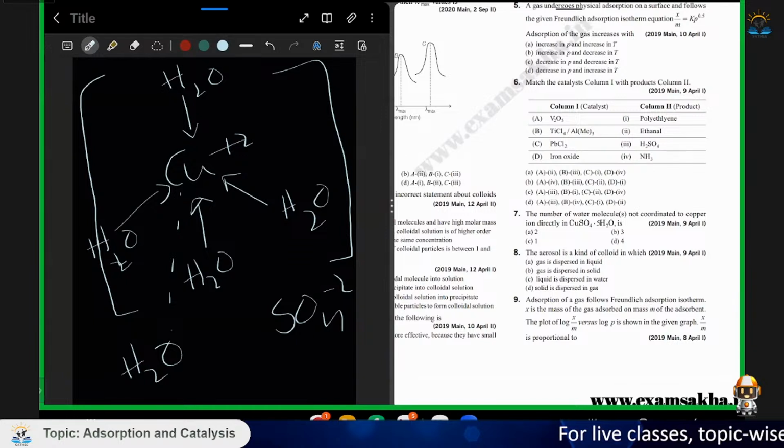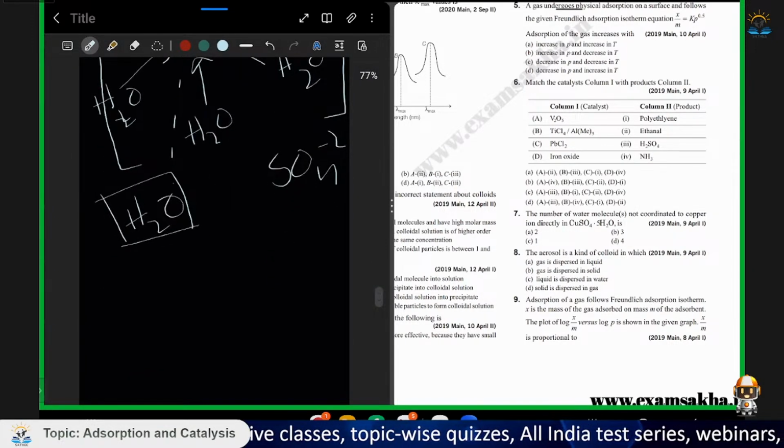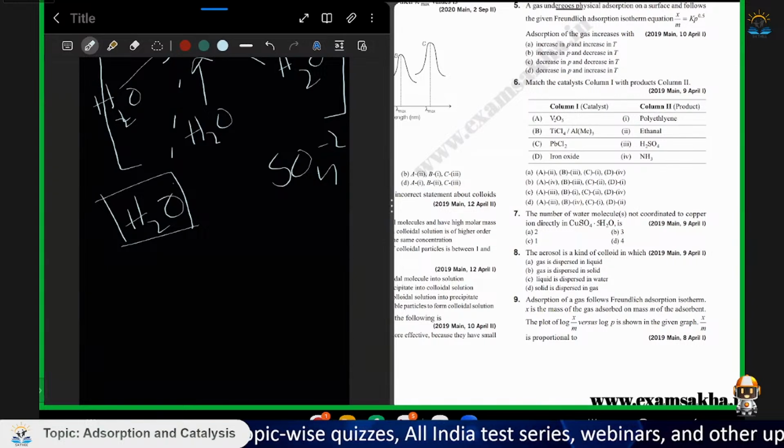So, question: number of water molecules not coordinated to copper directly. This one is not coordinated, this is hydrogen bonded. So, answer is. Eighth question, aerosol. Ninth question: adsorption of gas follows Freundlich adsorption isotherm.